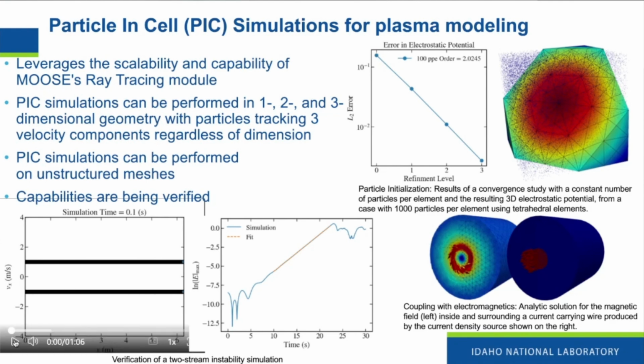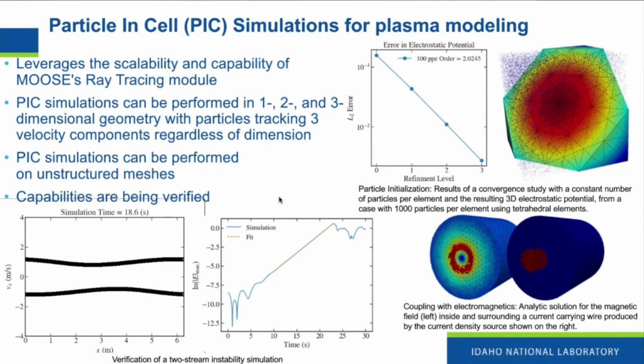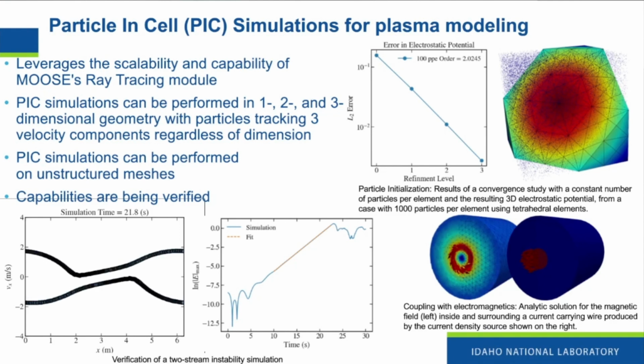And I think we have this little video. Okay, started. So this is, for example, an example of verification of a two-stream instability simulation, where we make sure that the linear stage of the simulation is properly captured and that we verify that behavior.